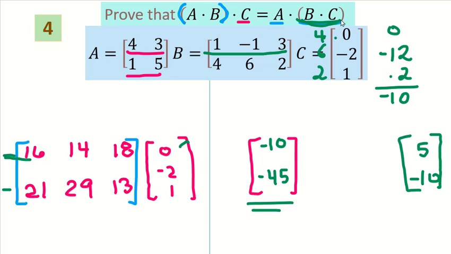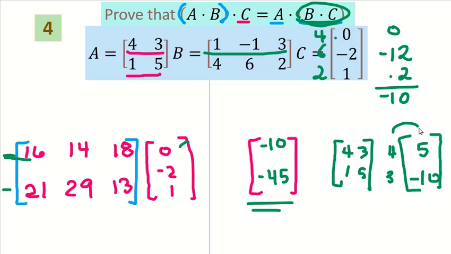So that's B times C. Now we're going to multiply that times A. A is 4, 3, 1, 5. So we'll take the first row, which is 4, 3, put it this way. 4 times 5 is 20. 3 times negative 10 is negative 30. Add those two together and you get negative 10.